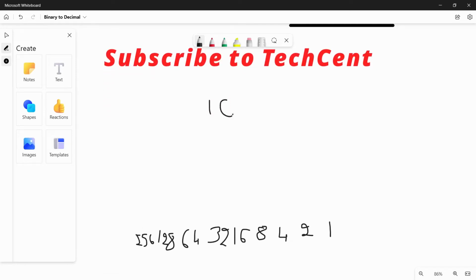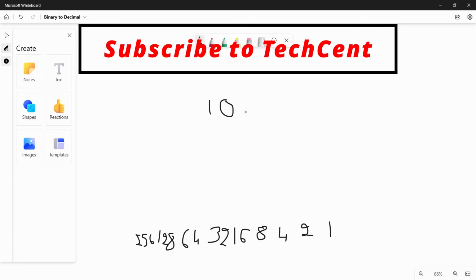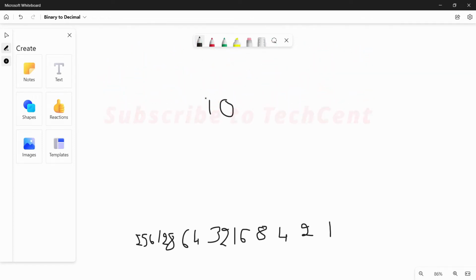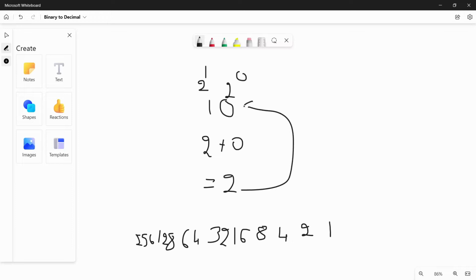1, 0. It's not 10, it's 1, 0. So let's convert this binary format to decimal. The first value is at 2 to the 0 power. The second value is at 2 to the 1 power. Now, 2 to the 0 power is 1. 1 multiplied by 0 is actually 0. 2 to the 1 power is 2. 2 multiplied by 1 is actually 2. So 2 plus 0 is equal to 2. So this binary format is actually the binary format of number 2.